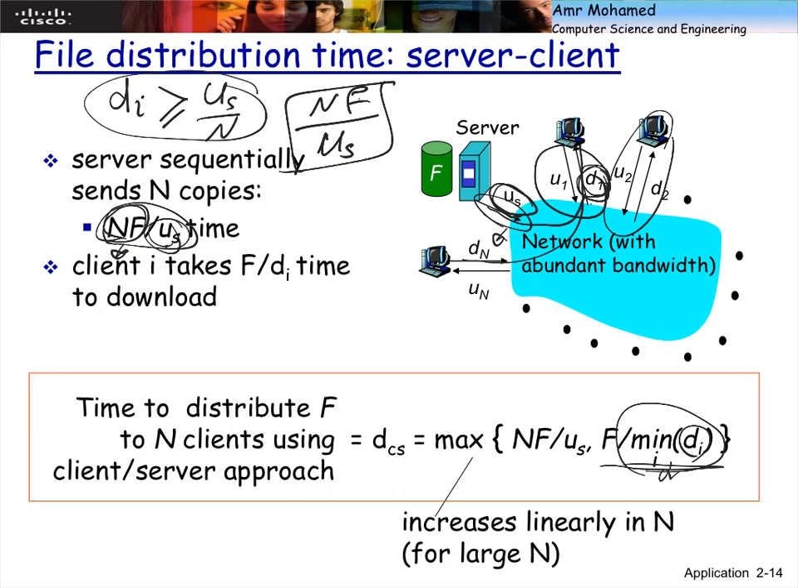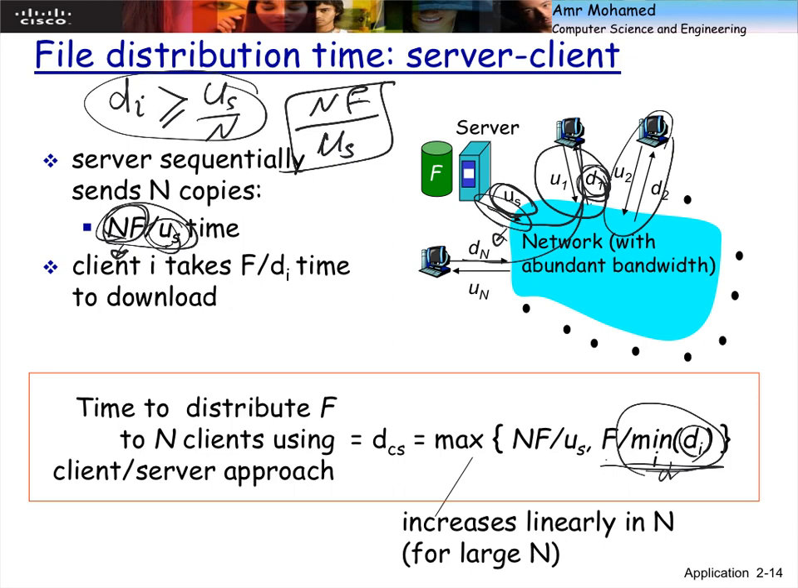There could be more than one client, right? But I select the one with the minimum DI, and this will be the bottleneck of the entire system. And this is the one that I will spend most of the time to distribute the file content to. So this time will be F over minimum DI, and this will be the largest time, because minimum DI means that F over minimum DI is the largest time, right?